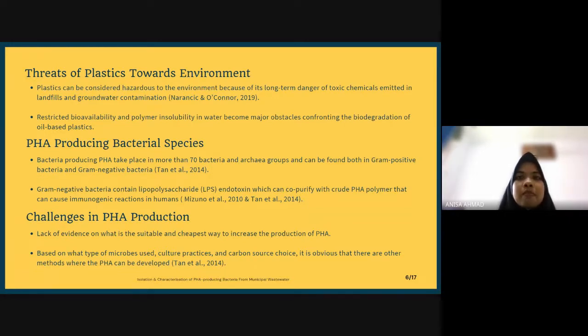The challenge in PHA production is the lack of evidence on the most suitable and cheapest way to increase the production of PHA. For example, it depends on what type of microbe is used, the culture practice, and the carbon source choice, which makes it obvious that there are other methods that can be used to develop PHA.